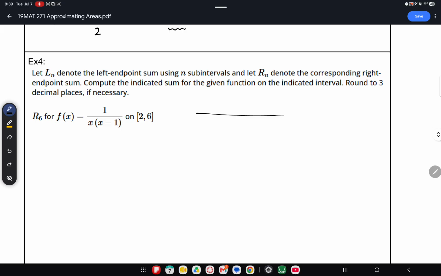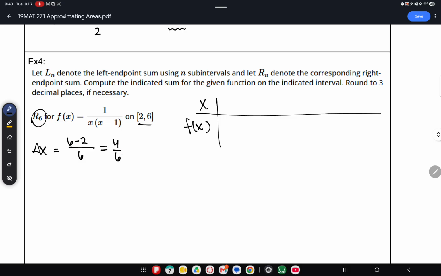So what I like to do is, I don't have my values, so why don't I find them? Let's figure out what we want. We know we're going to have 2 to 6, and we want 6 subintervals. So to find that width, we'll do 6 minus 2, and then all over the 6 intervals that we want. So that's going to be 4/6, which is 2/3. So what I'm going to do is turn these into fractions. So instead of 2, I'm going to write 6/3, just so I can add 2/3 pretty easily.